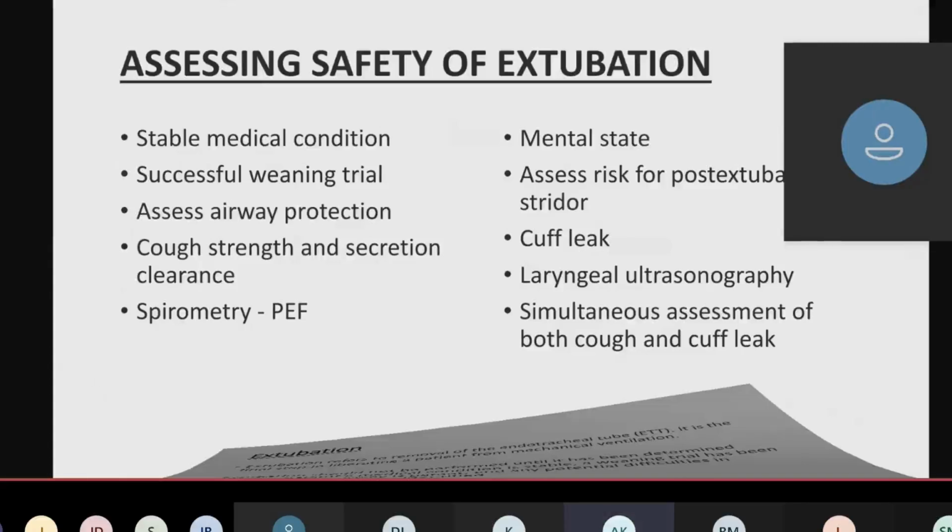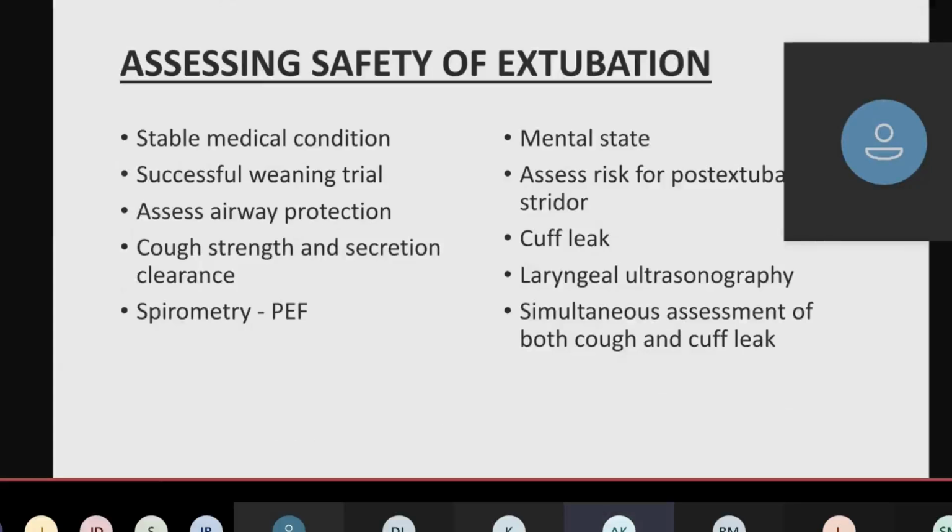So in brief, the patient should have a stable medical condition. He should have successfully passed the weaning trial. You should be able to assess the airway. You should know whether the patient has adequate cough strength and secretion clearance. If you have spirometry, you can test and find out. The patient should have a good mental status, at least a GCS of above 8.